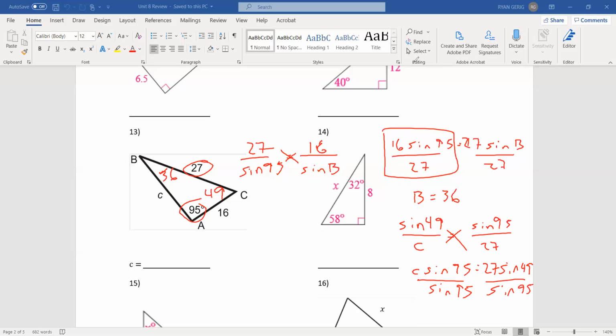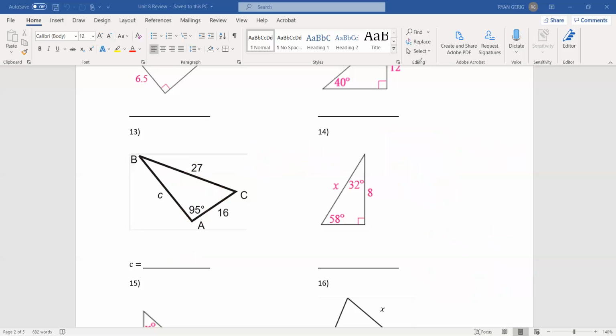49. Hit enter. Divided by sine of 95. Hit enter again. We have C already by itself, so we're basically done. 20.5 is what I get for C. Okay. That's it for 13. I'm going to go ahead and clear it all.